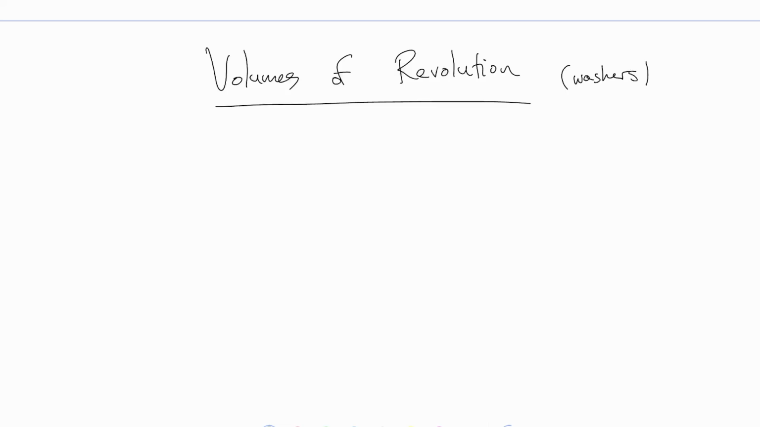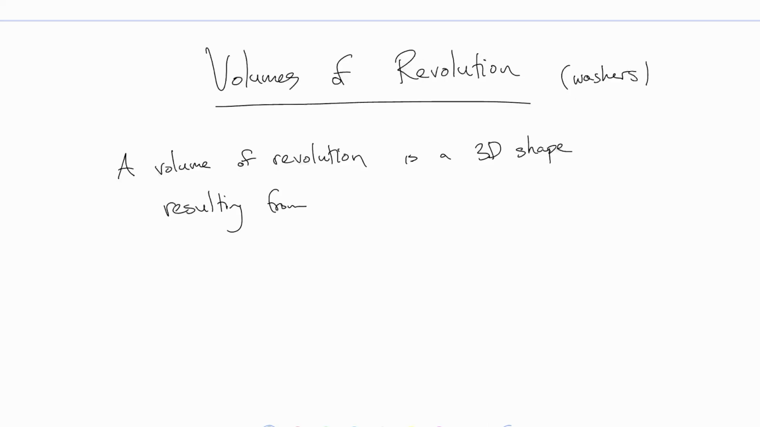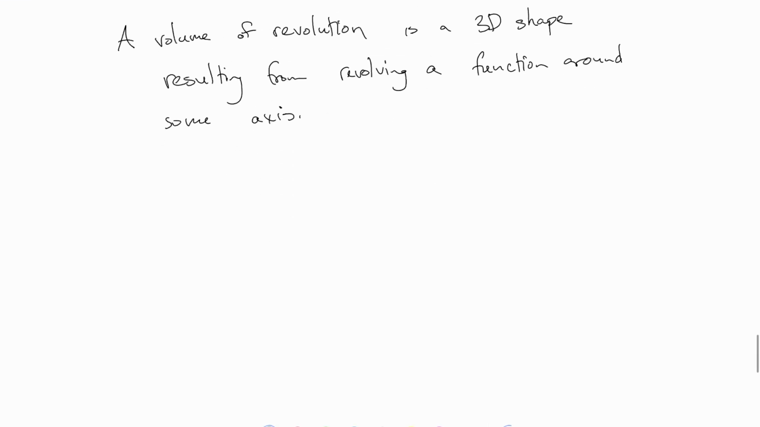Here's the idea. A volume of revolution is a three-dimensional shape that is obtained by revolving a function around the x-axis or around the y-axis. So a volume of revolution is a 3D shape resulting from revolving a function around some axis. Not all 3D shapes are like this, but some are.